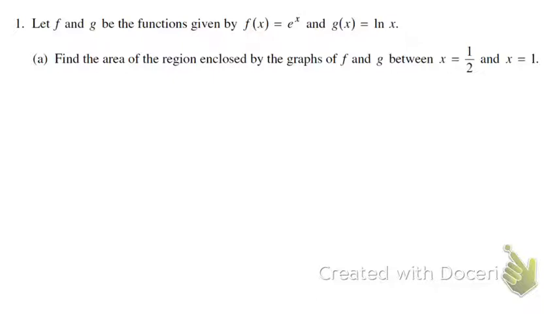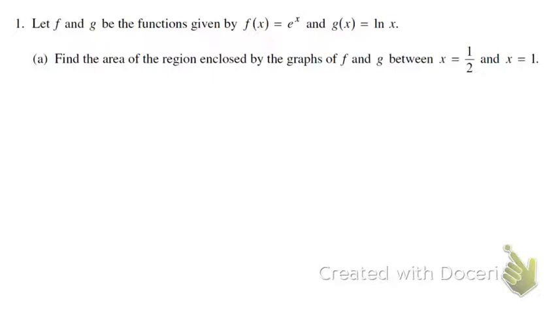This is an example of how these problems appear on the free response section. This is number 1. On the free response section, number 1 and number 2 are calculator required, and then numbers 3, 4, and 5 are all non-calculator. So because this is number 1, it's a calculator required question. So let's get started. It says, let f and g be the functions given by f of x equals e to the x and g of x equals ln of x. Find the area of the region enclosed by the graphs of f and g between x equals 1/2 and x equals 1.